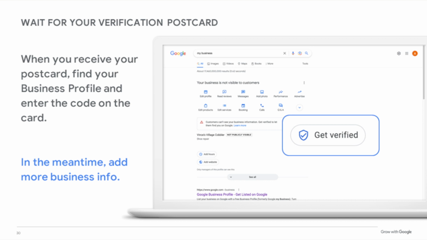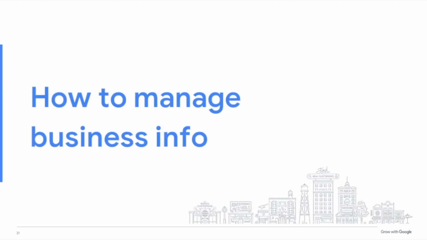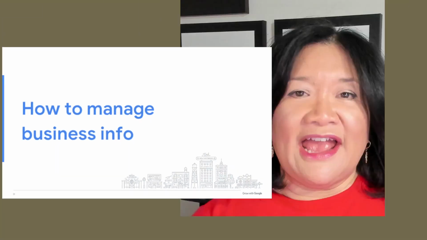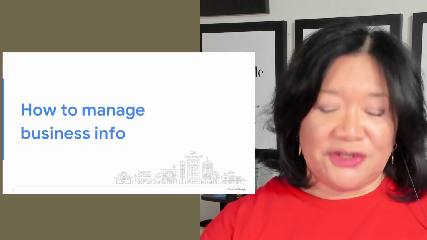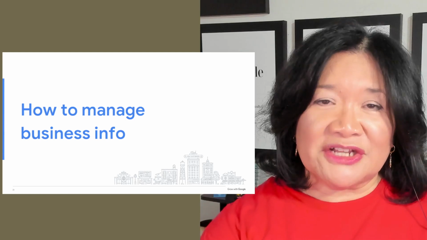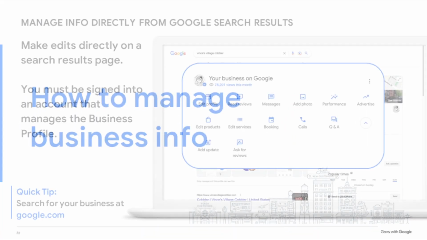Now, as you're waiting for that verification to come in, you can also do other things, which is manage your business info. Once it has come in, you're going to put that 5-digit code in, and now you'll be good to go. If you've got any questions, let me know in the chat box, because I do want to make sure that this is very much customized and personalized to you.